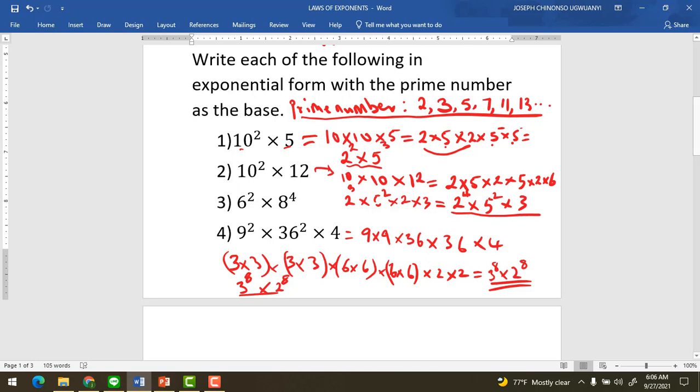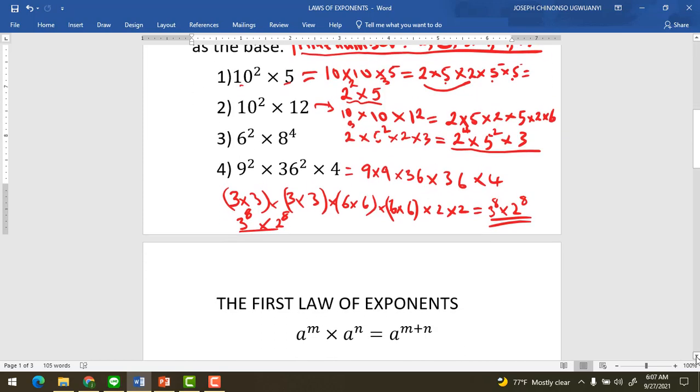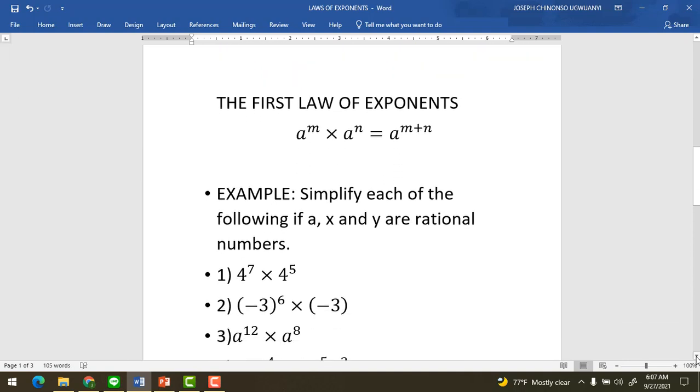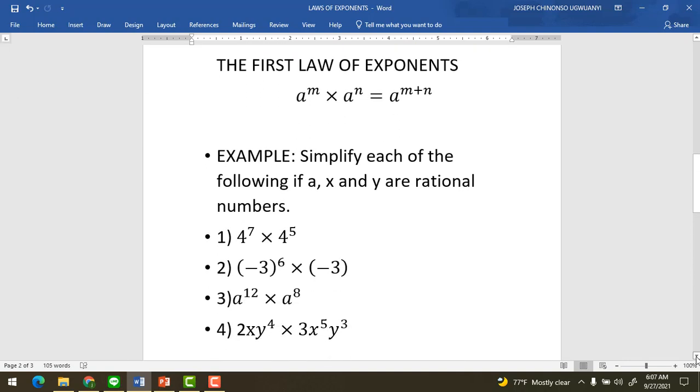So the next thing we are going to do is to use the first law. We just used the first law indirectly. Now let's see the first law. The first law of exponents says that if we have a exponent m multiplied by a exponent n, then we are going to have a as one base, and all the exponents will be added. So m plus n.